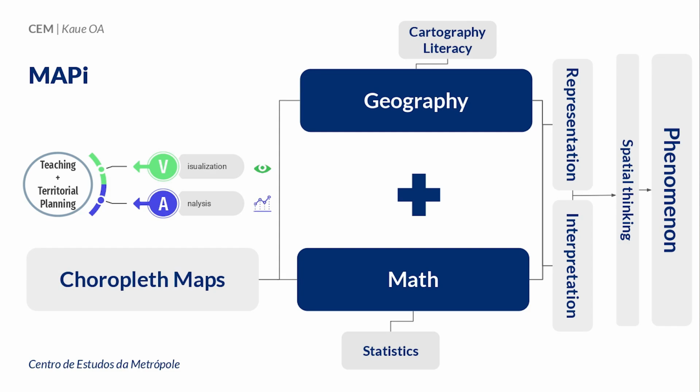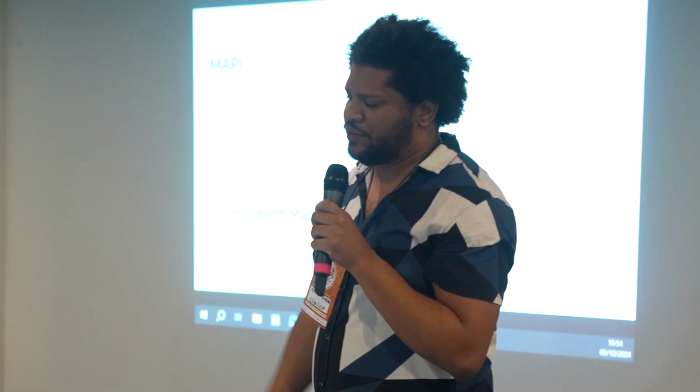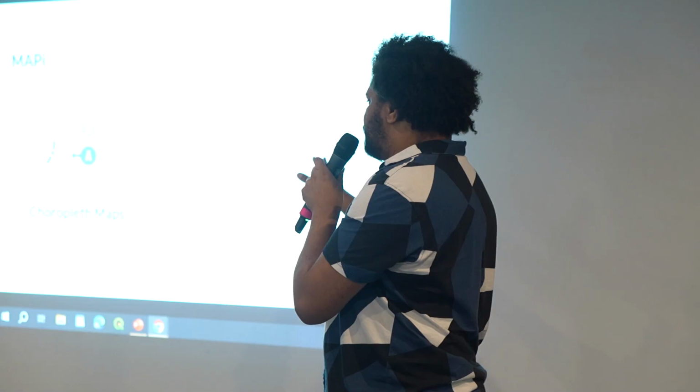So how does this connect to education? One of the main features in MAPi, as I showed, is the creating and editing of choropleth maps, which is one of the possibilities of thematic mapping. And this feature is part of both the visualization and analysis axes that I showed before, so it serves both territorial planning and teaching.